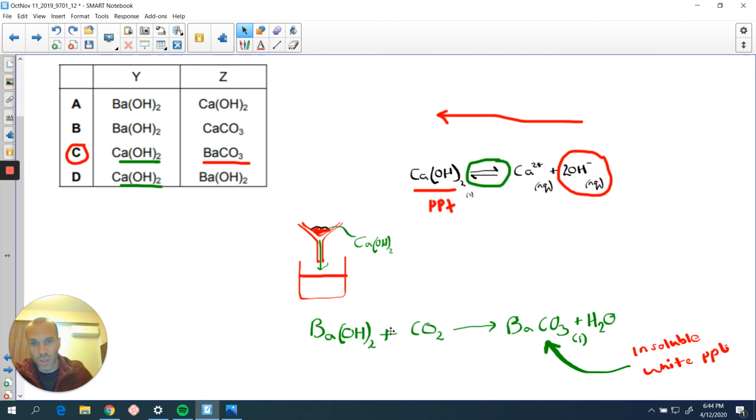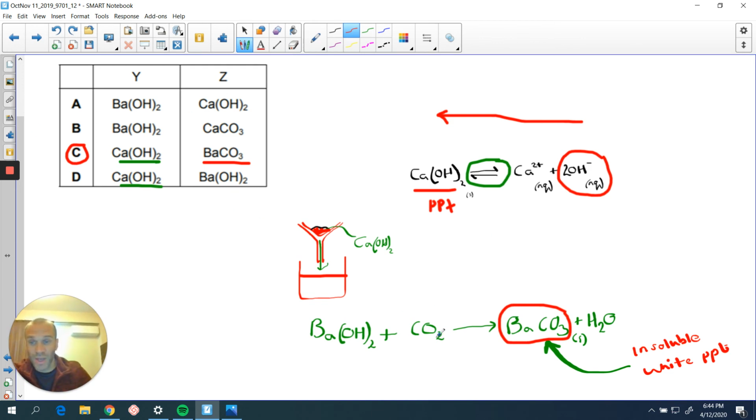So here's the equation. If you add barium hydroxide to carbon dioxide, if you bubble carbon dioxide gas into this solution, you're going to form barium carbonate and water. And this barium carbonate is insoluble. So this will be your white precipitate forming. So that's why the answer is going to be C.